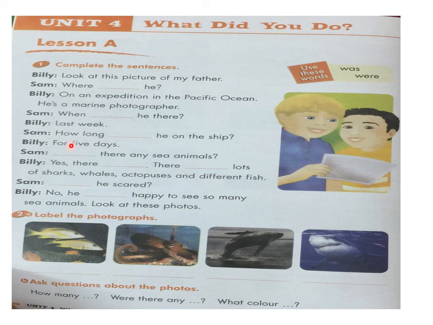Last week. How long was he on the ship? How many days did he stay on the ship? For 5 days. Were there any sea animals? Plural. So I'm going to choose was or were? Were. Were there any sea animals? Yes, there were. There were lots of sharks, whales, octopuses, and different fish.